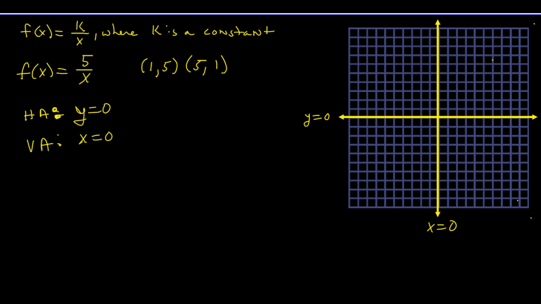So I'm just using the k value. When I plug in 1, I'll get k. When I plug in k, I get 1. So 1, 5 is here. 5, 1 is here. Remember that I could get some points in here, but I know that what I have is a smooth curve that goes through those 2 points with asymptotes of x equals 0 and y equals 0.